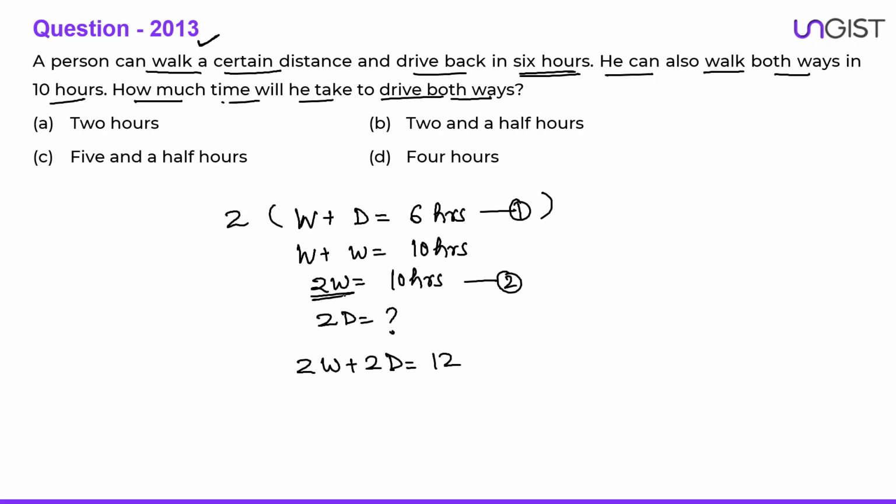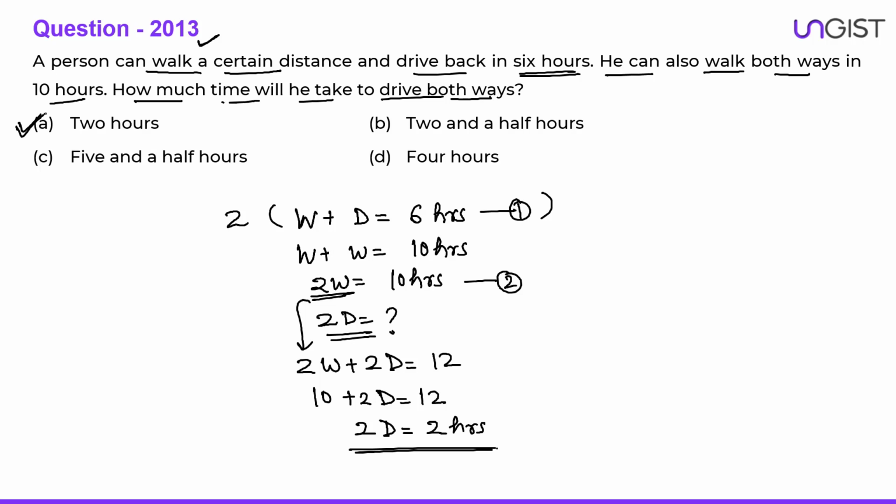So put the value of 2w over here. You will get 10 plus 2d is equal to 12. So 2d is equal to 2 hours, right? Actually, we need to find 2d only. So the answer is 2 hours, right? So here, option A would be the correct choice.